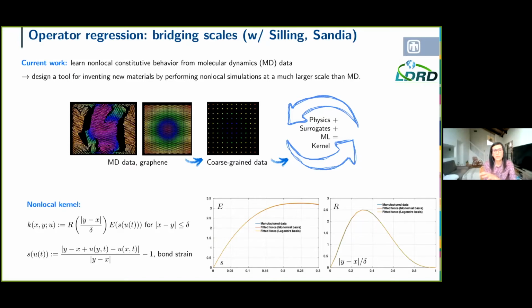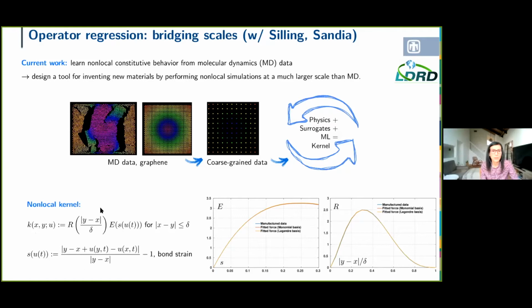With the non-local model, we can run simulations at the continuum scale, so at a much, much larger scale than molecular dynamics. But we're going to use the data coming from molecular dynamics, which are going to give us information about materials. So the ultimate goal here will be to learn new materials, and the non-local model will help us in doing simulations at a much larger scale, which would take forever, either in the lab or by molecular dynamics simulations.